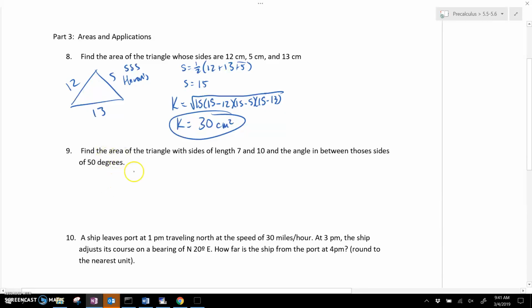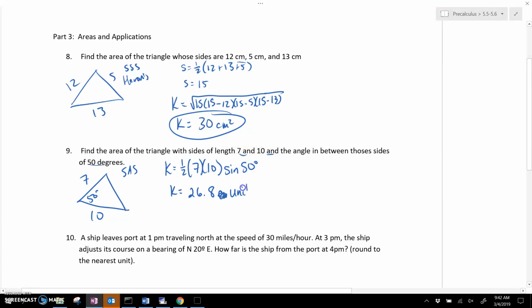Number 9, if you draw the picture, it says side length 7 and 10, and the angle between them is 50. So this is side angle side. So this is where I do K equals 1/2. And again, I don't need to memorize those 3 different formulas. It's 1/2 of the 2 side lengths, so times 7 times 10. Again, because it's multiplication, it doesn't matter. In this one, I use the sine of that angle measure. Make sure my calculator's in degrees. I get 26.8 centimeters. Oh, not centimeters in this case. It doesn't talk about units, so I would just say squared.